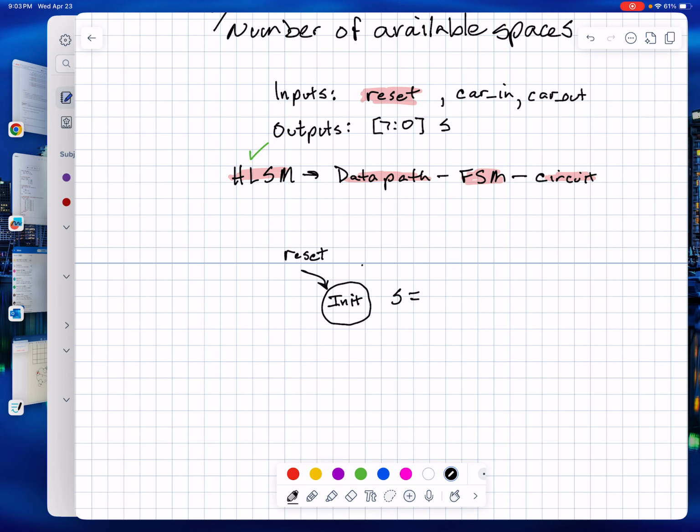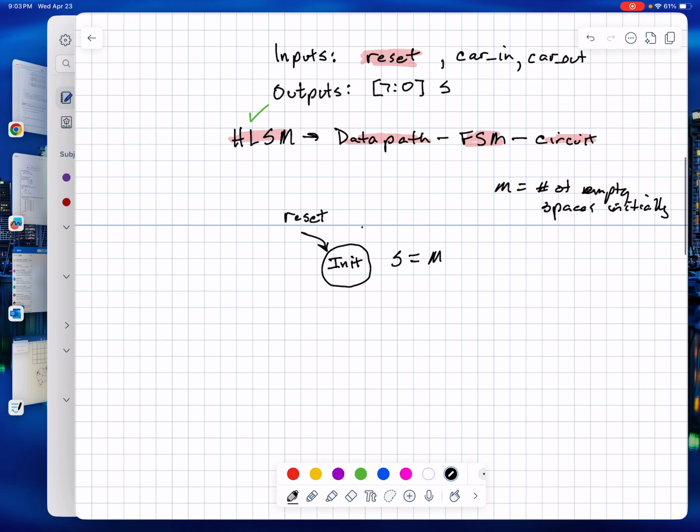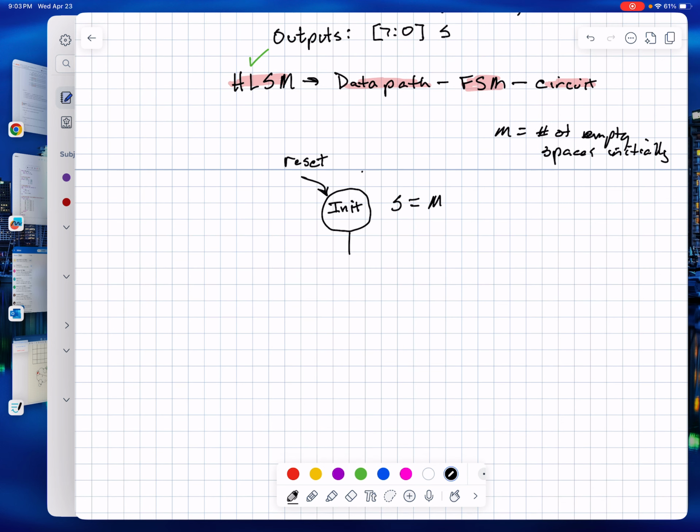Let's assume that initially we have M empty spaces. M is equal to the number of empty spaces initially. Then the very first thing we do on the next clock pulse is go to another state. Let's call it P for processing. In this processing state, we're waiting for signals.